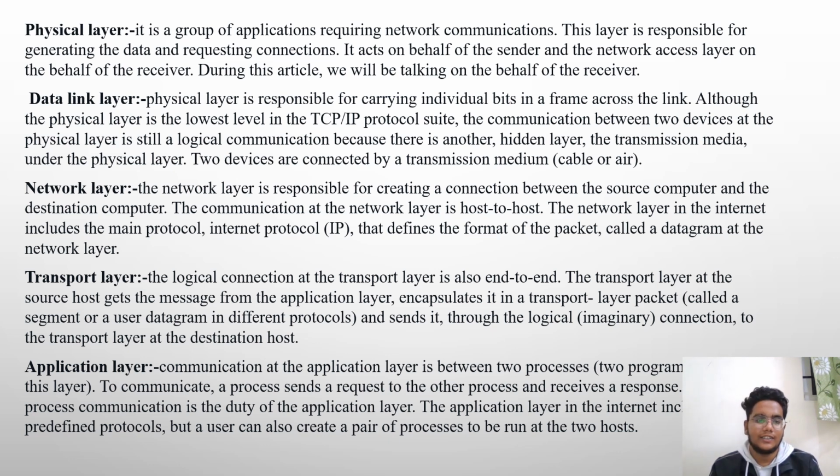The transport layer at the source host gets the message from the application layer. Coming to the application layer, communication at the application layer is between two processes. To communicate, a process sends a request to the other process and receives a response.